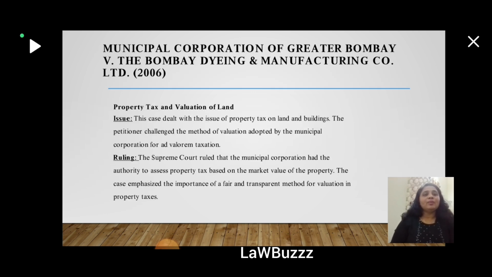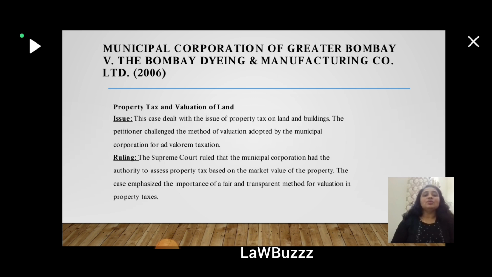In the case Municipal Corporation of Greater Bombay versus the Bombay Dyeing and Manufacturing Company Limited, a 2006 case, what you can see is property tax and valuation of land. The issue was that the case dealt with property tax on land and buildings. The petitioner challenged the method of valuation adopted by the municipal corporation for ad valorem taxation, according to the municipal corporation's taxing policies.